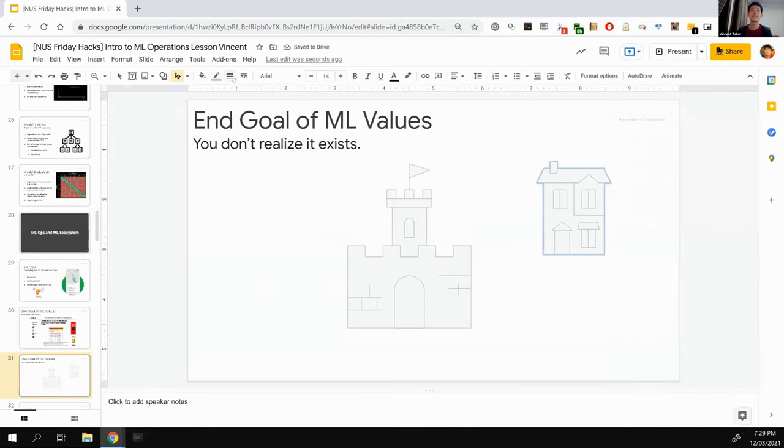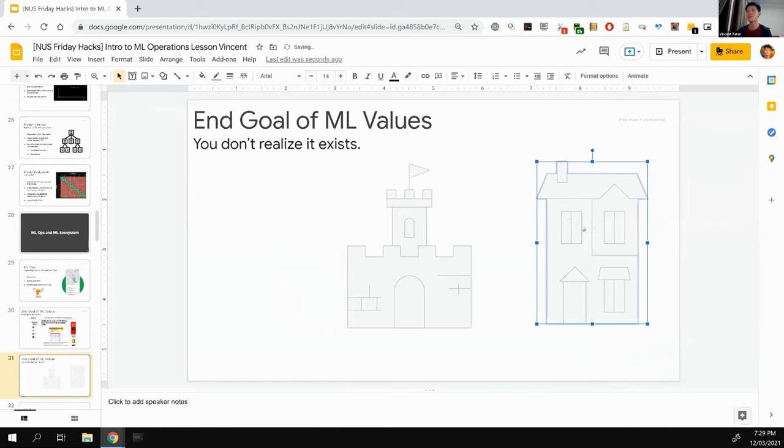And by the end of the day, you realize that, hey, it's there. Oops, not supposed to put a line there. Yeah, you realize that, hey, it's there, it's making me a certain drawing, right? So without you realizing it, it's actually just using ML, and auto draw is one of them.